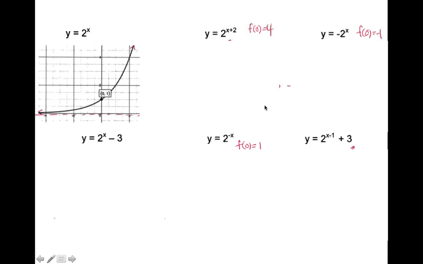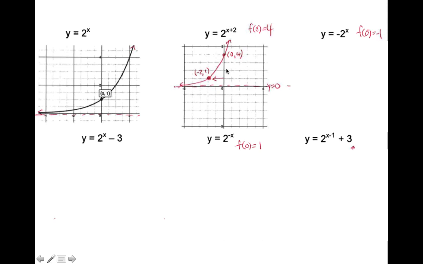Let's see what they look like. So the first one, first of all, let's look at this one, x plus 2. So that is affecting the x values. That is a horizontal translation. Only the x values are being affected. It says plus 2, so we're going to go minus 2.